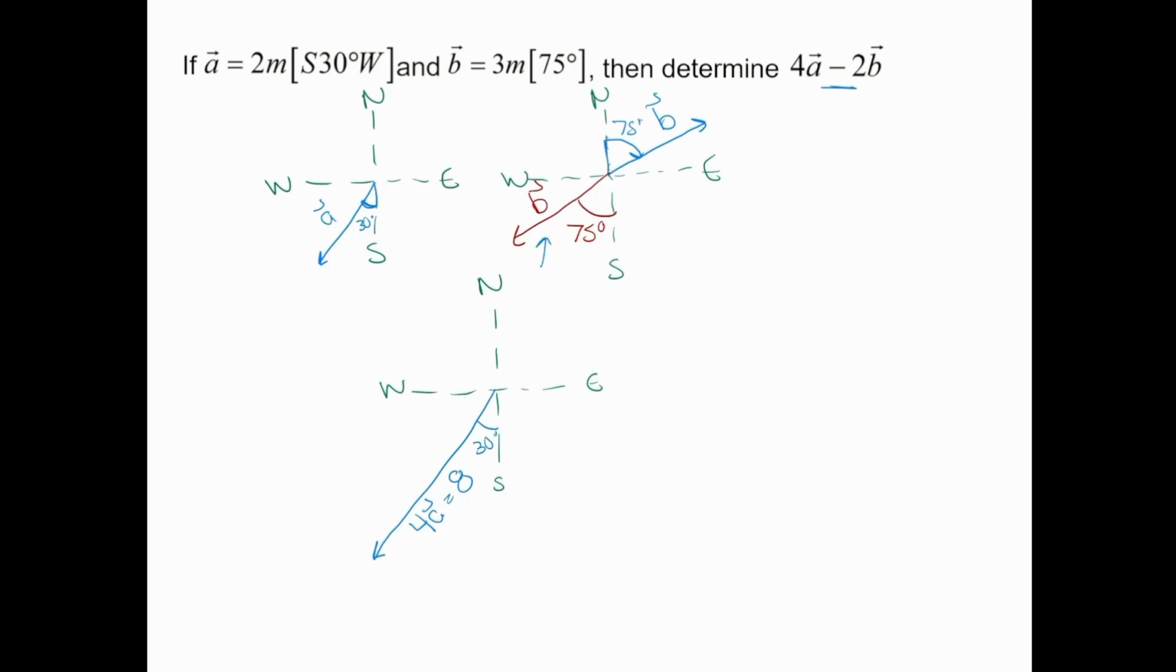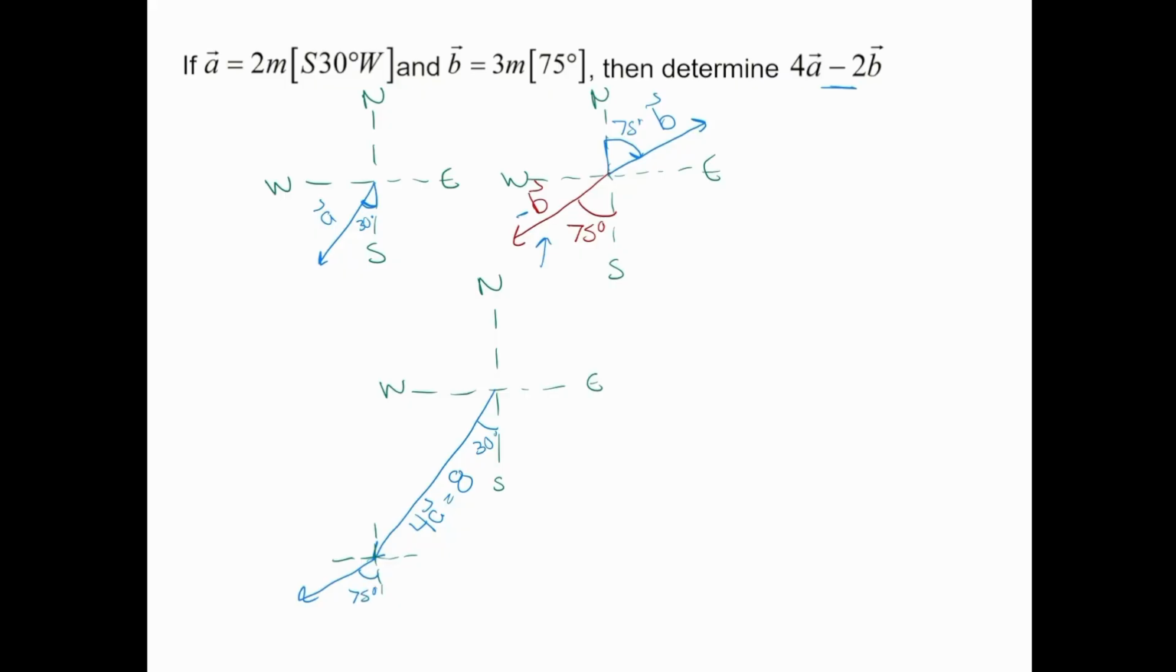Now we have to add in our opposite vector, our negative b, and we know that that's at 75 degrees. So here's how I'm handling that. I'm putting a new little compass bit right there, and I'm going to draw it at 75 degrees from the south. So there's 75 degrees.